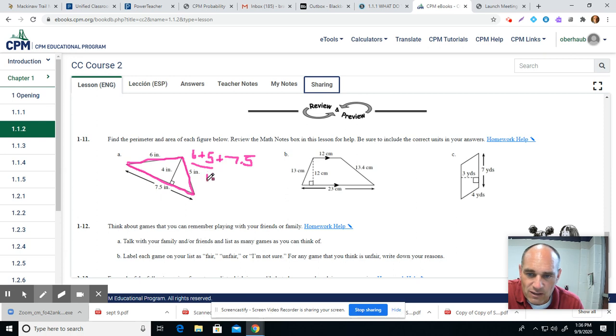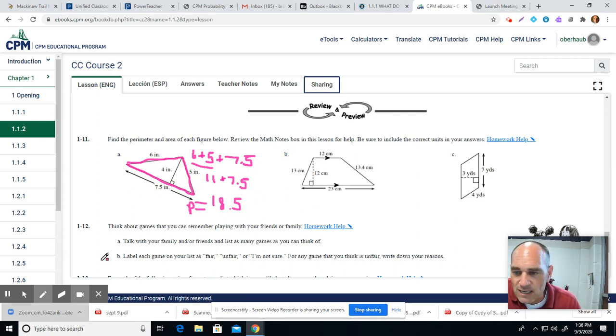All right, and then I would add these up. 6 plus 5 is 11. And then 11 plus 7.5. Well, let's see. 11 and 7 is 18. And then don't forget about your 0.5. So the perimeter of this is 18.5. That's the distance around the outside. If I were to take a ruler and measure from here and then this length, I would get 18.5 inches. All right, so that's perimeter.